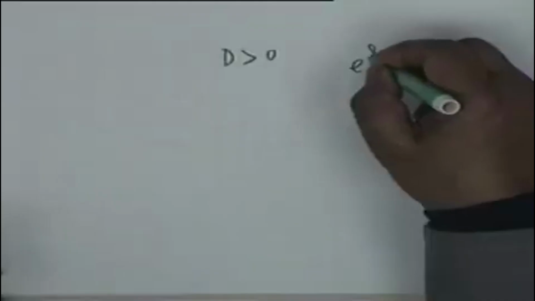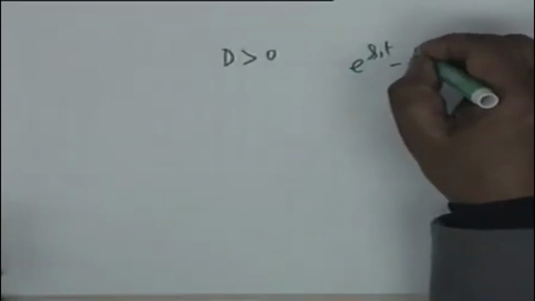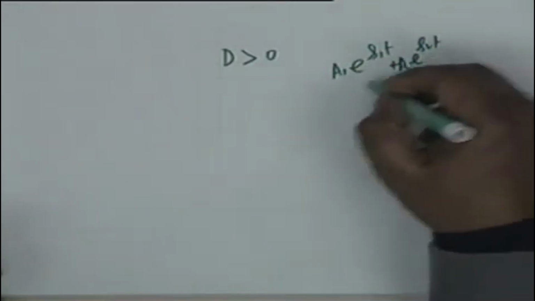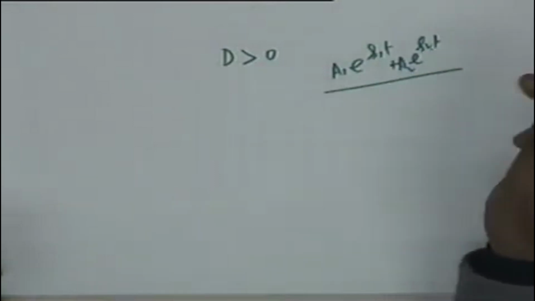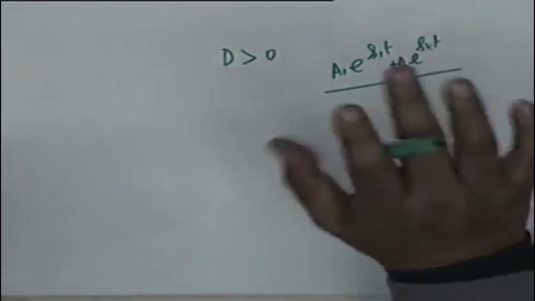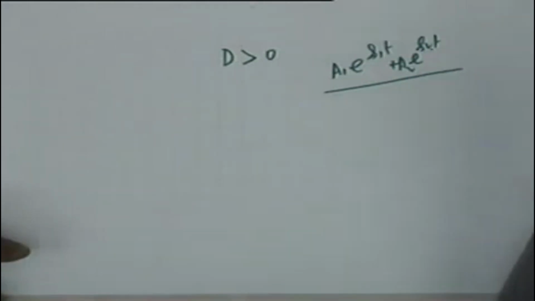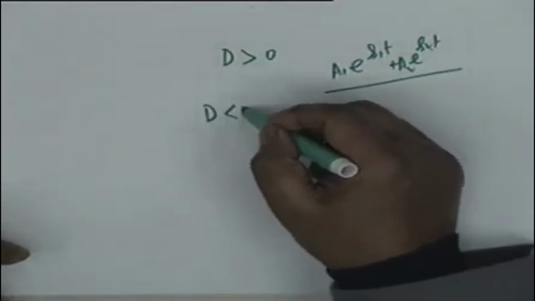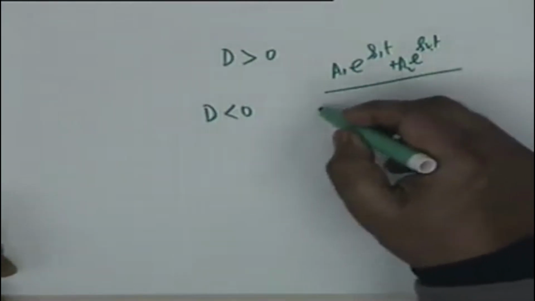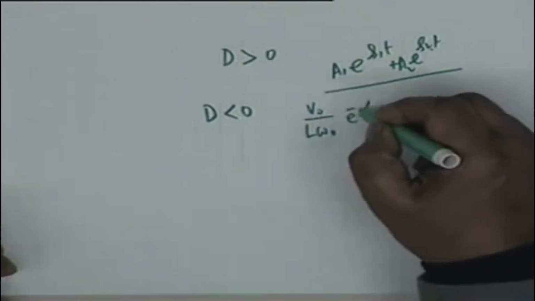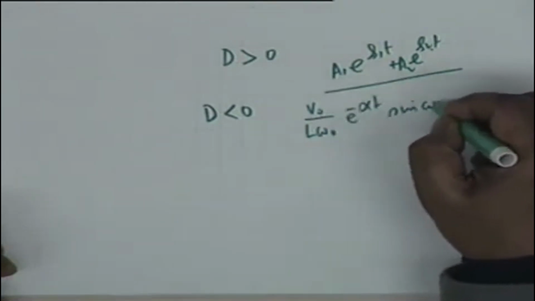Alright, e to the s1t minus e to the s2t, a1 plus a2. This is the solution, where s1 and s2 are both negative, there are no oscillations, so the current starts from 0, attains a maximum and then goes to 0. On the other hand, if D is less than 0, then we have oscillations. We have V0 by L omega 0 e to the minus alpha t sine of omega 0 t.